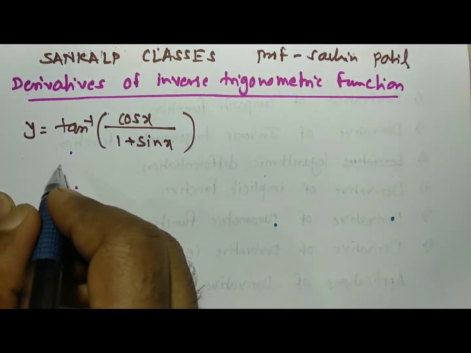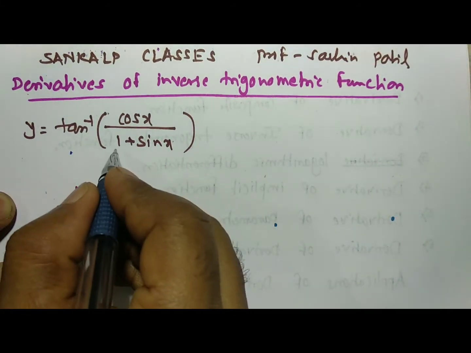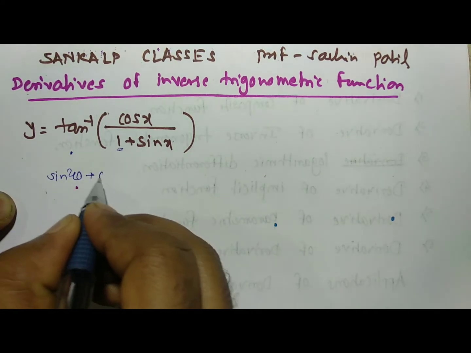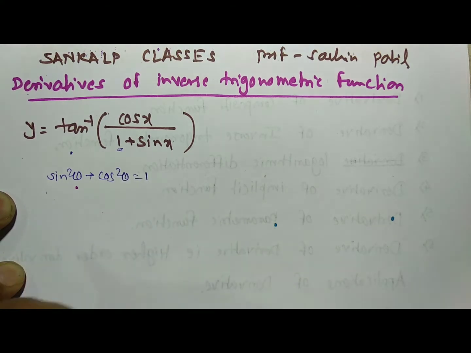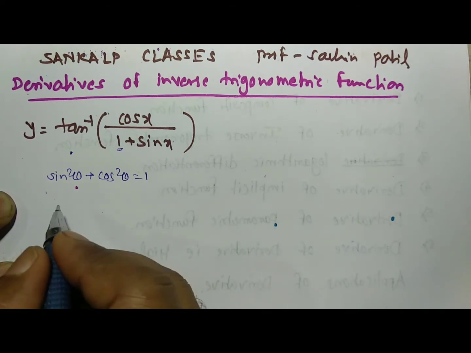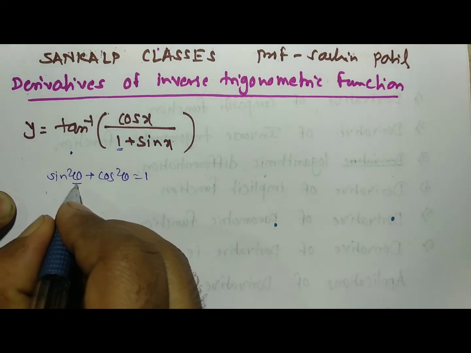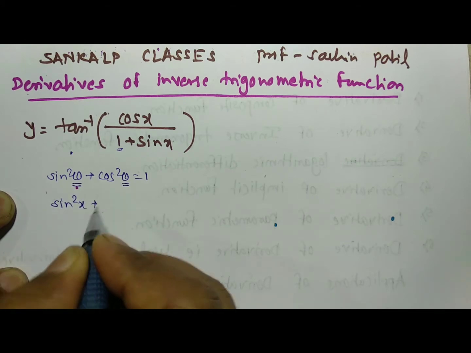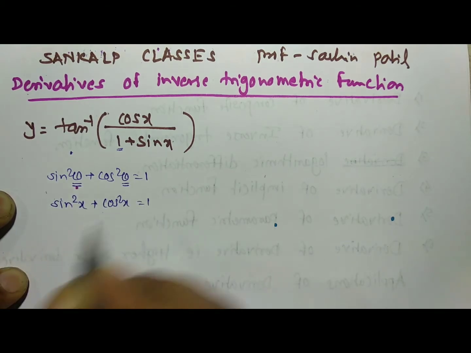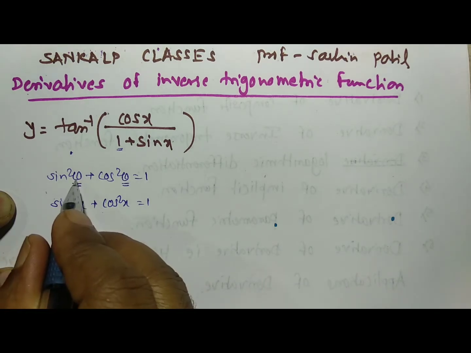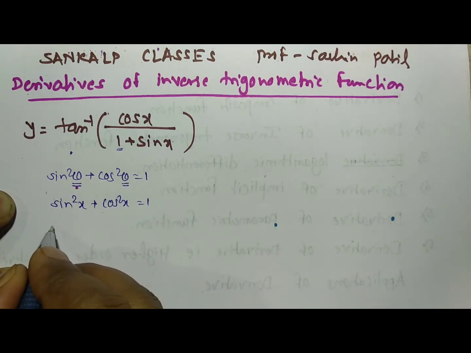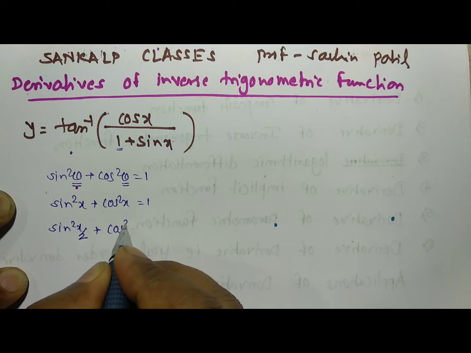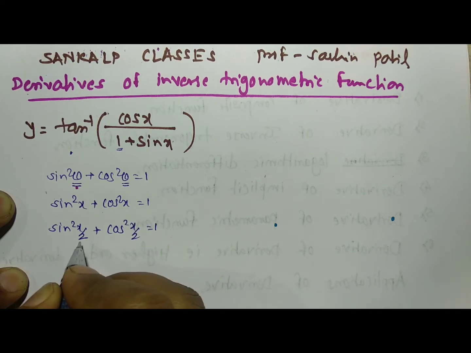First of all we have to consider identities related to that. Here we know that sine square theta plus cos square theta is equal to 1. That means you have to consider theta here. First of all we have to replace it like this: sine square x plus cos square x is equal to 1. Similarly we can replace this theta by using a different angle like this: sine square x divided by 2 plus cos square x divided by 2 is equal to 1.